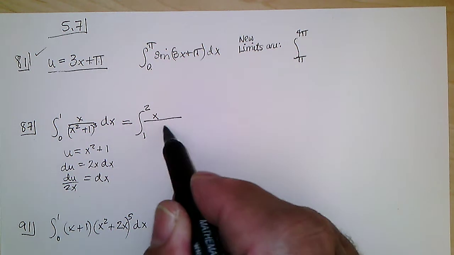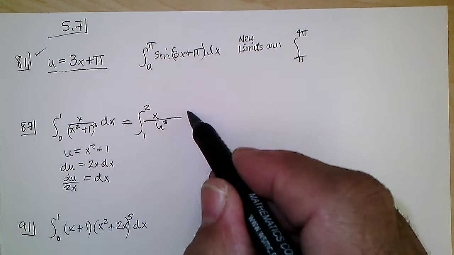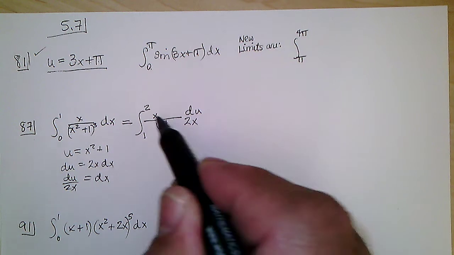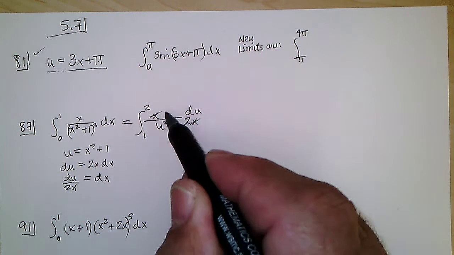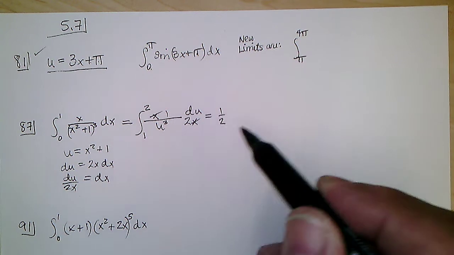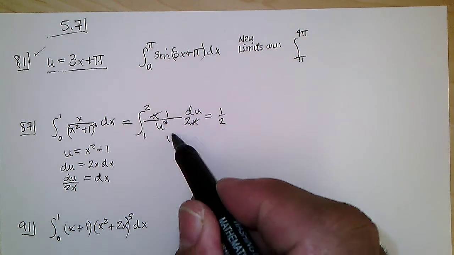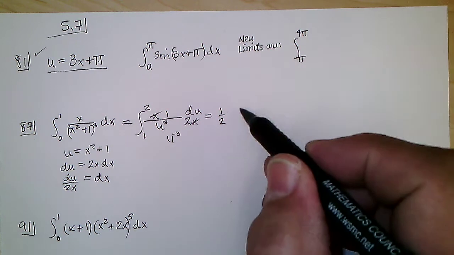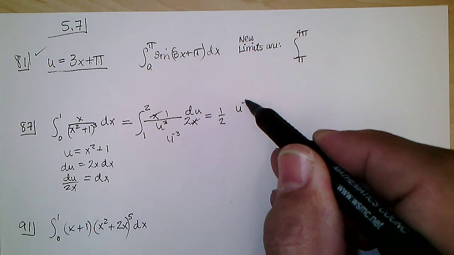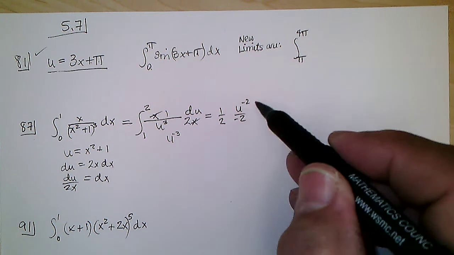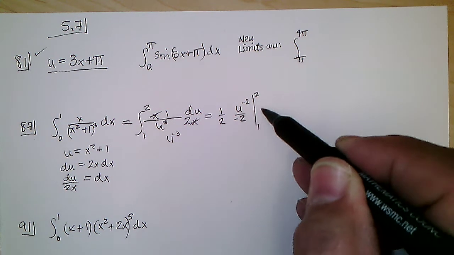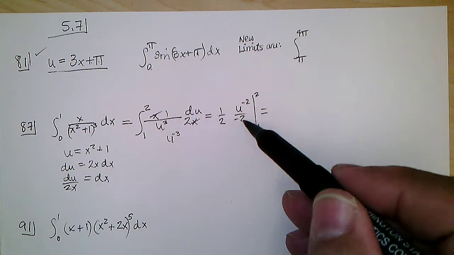x over u to the third, and dx becomes du over 2x. The x's cancel, leaving a 1/2 that I can pull out. And this would be u to the minus 3. So if I integrate that, add 1 to minus 3 is minus 2. u to the minus 2 over negative 2, evaluated from 1 to 2. And u to the minus 2 just means u squared in the bottom.